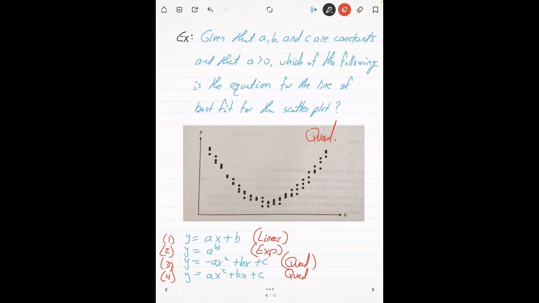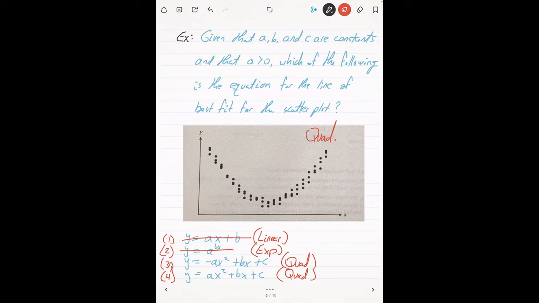So my initial guess is that because the graph looks like a U shape, I don't want to use a linear and I don't want to use an exponential. I must use one of these quadratics. So I use the process of elimination to narrow down my choices. Now let's get into more of the specifics. Okay, I know I'm dealing with one of these quadratics, but which one?